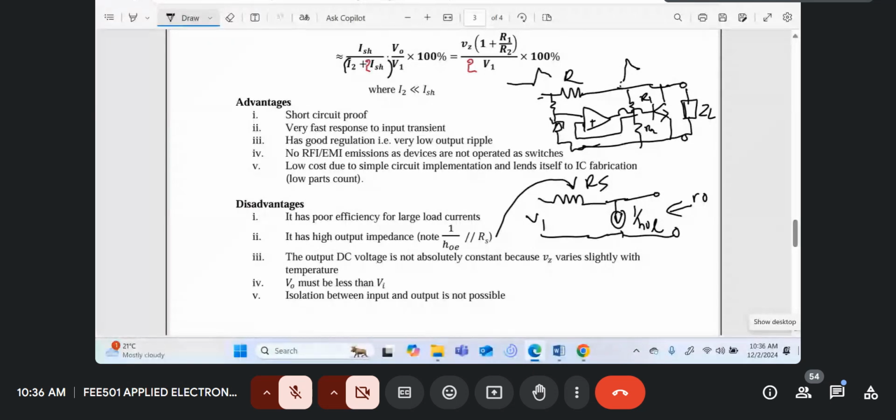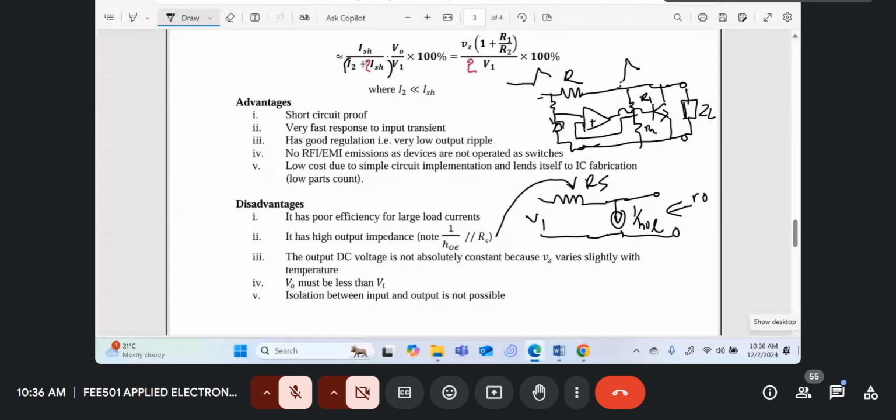And next, the DC output voltage is not absolutely constant because Vz varies slightly with temperature. Now, whenever you use a Zener, in all circuits, be it in the series configuration, shunt configuration, or as a reference in a switch mode power supply, most of the time when doing the analysis we assume that the voltage is constant. But you have to get all the details from the manufacturer's data sheet.